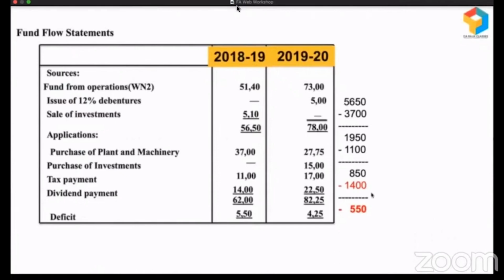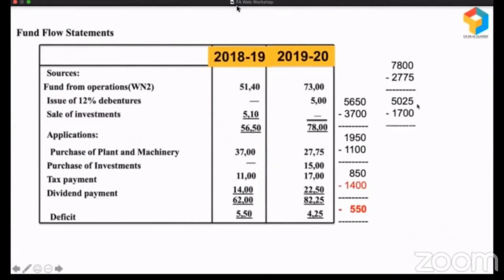Let's see what happened in 2019-20. In 2019-20, their funds from operations have improved significantly. They've also raised money by issuing debentures. So it is 7,800. And from that, they are purchasing plant and machinery. Okay, they have a lot of money, let them. It means after purchasing plant and machinery, they have surplus of 5,025, and they want to pay taxes. Okay, good, let them pay.